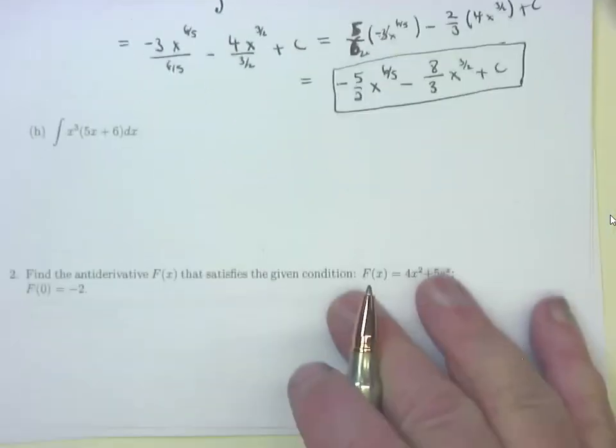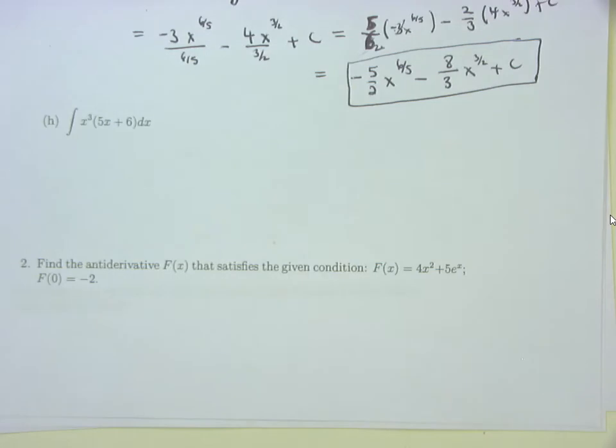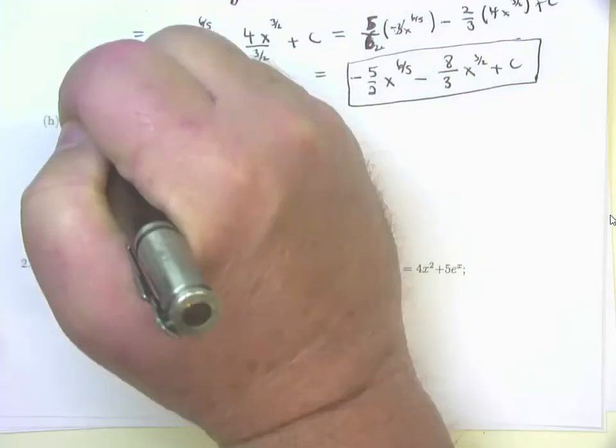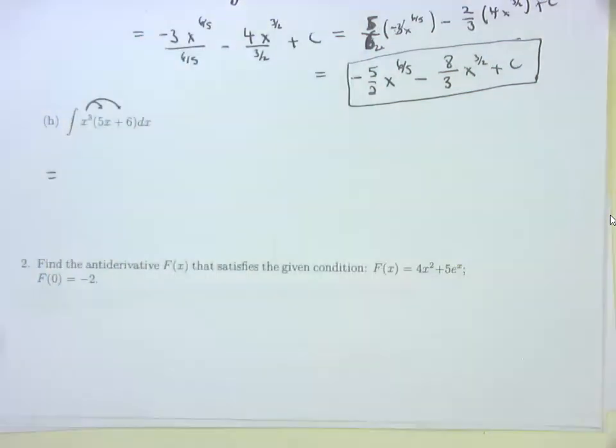Take a look at the next guy. The integral of x cubed times 5x plus 6. We do not have a product rule for integration. But what you do have is algebra. Clean them up first. Before I integrate, I'm going to distribute my x cubed.